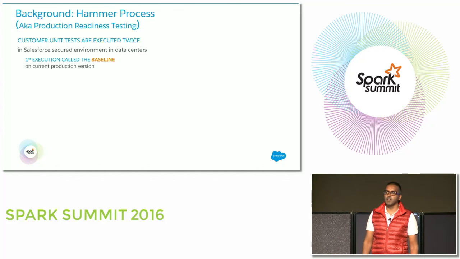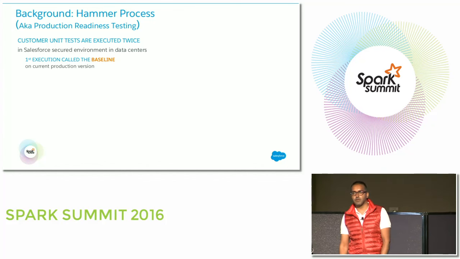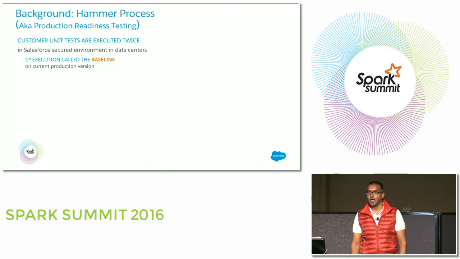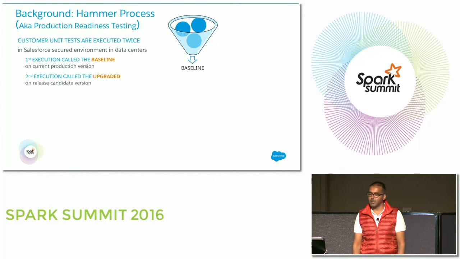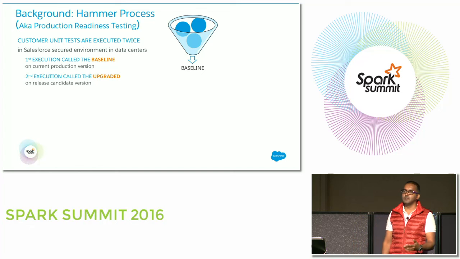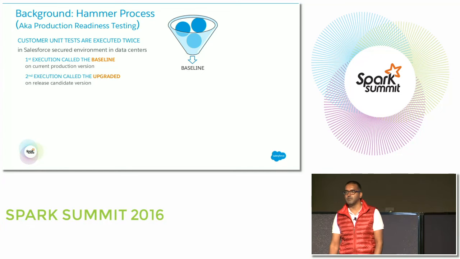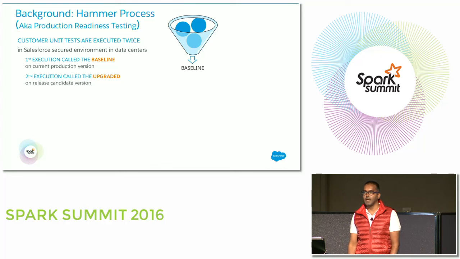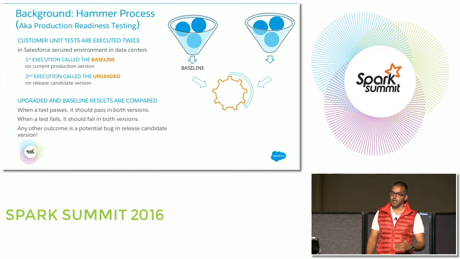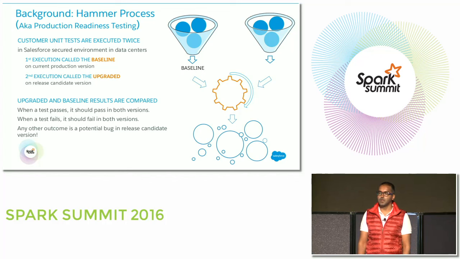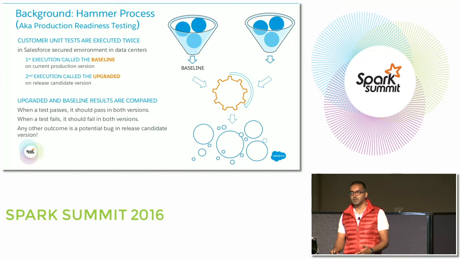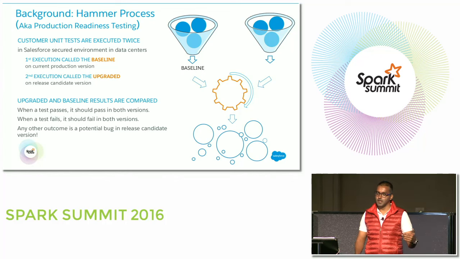The first time, we run it on the current production versions that we have in our data centers and collect all the results. The second execution is what we call the upgraded run. The second run happens on the candidate version of the software, which is going to be released in a few weeks' time. And we collect the results of that execution, and then compare the results of both. The upgraded and the baseline runs are compared.